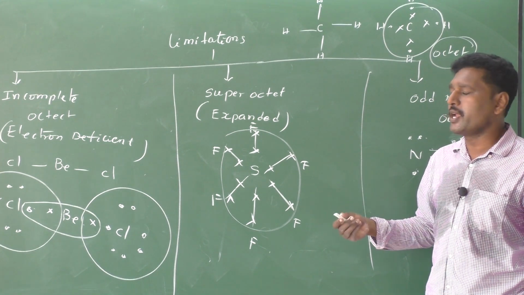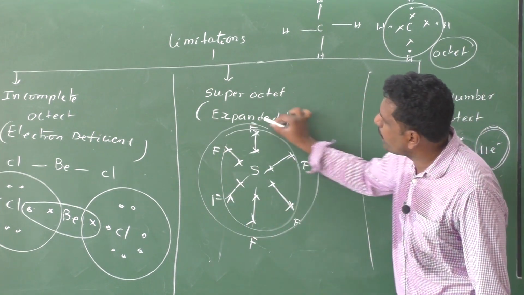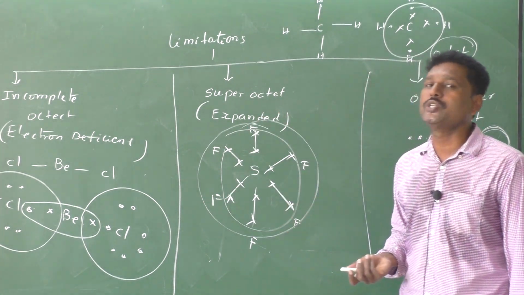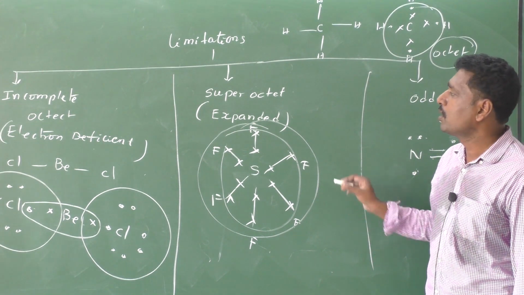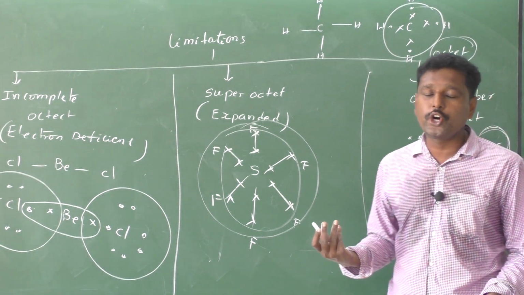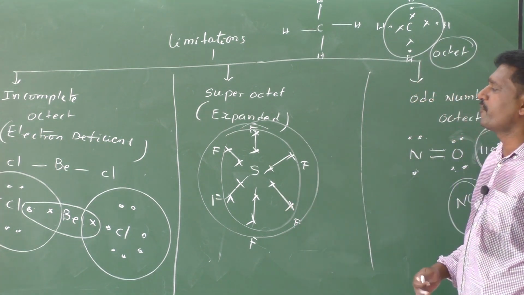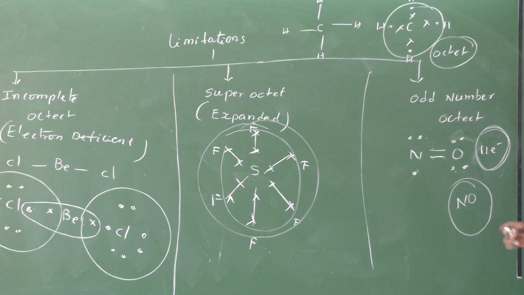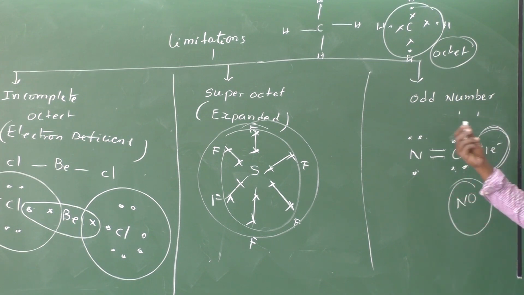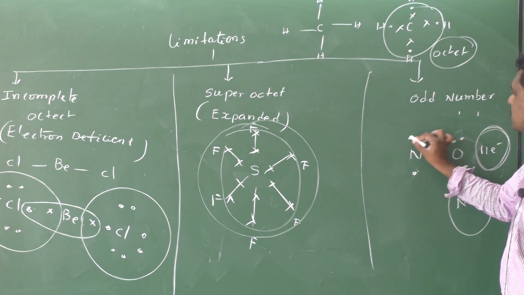Expanded octet means the central atom is surrounded by more than 8 electrons, but the molecule is stable. Best examples are SF6, PCl5 and so many other molecules. After we give the list, you just have to remember these as the best examples. And odd number molecules are not considered as octet. This is also one of the limitations, because they do not have 8 electrons.